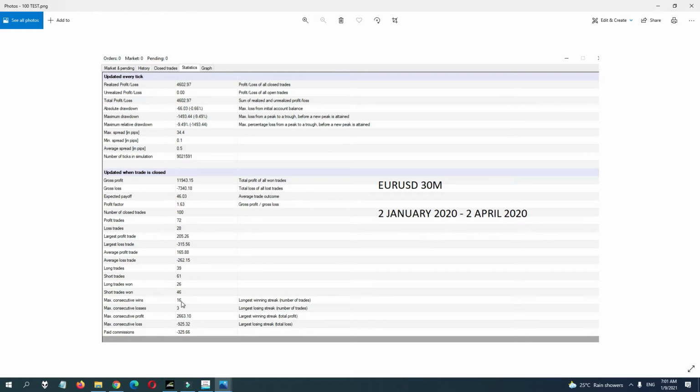We have max consecutive wins of 16, and that's a lot, and max consecutive losses of only 3. This profit includes spread and commission as well. That's pretty good. Another thing is, just because you have this good win rate does not mean it will repeat in the future. That's why it's important to add other analysis, because this is just a basic strategy.